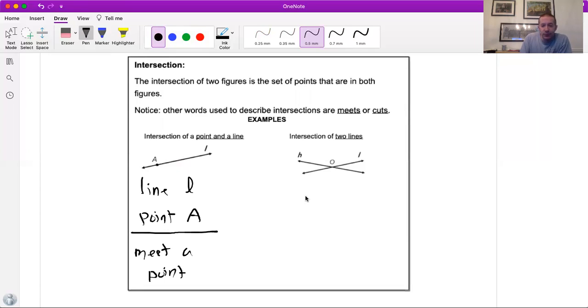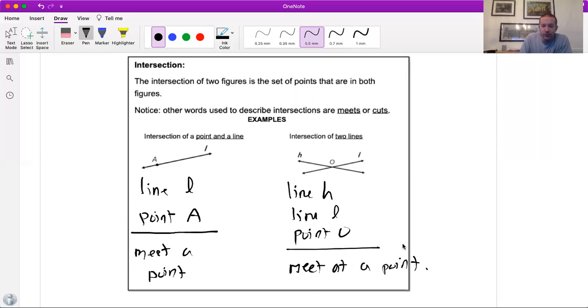In this picture, there are 3 things labeled: line H, line L, and point O. And the intersection of any 2 lines, and maybe you can guess, is always going to be a point also. They meet at a point. In this case, the point is O.